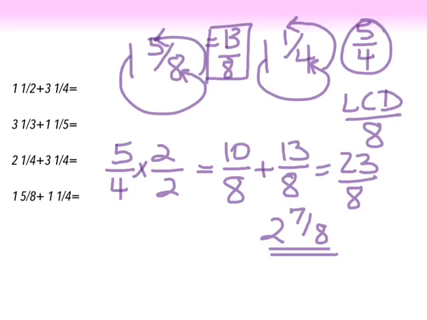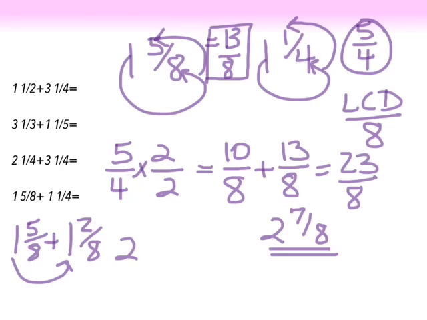I'm going to do it another way and see if my answer is correct. I've got 1 5/8 plus 1 2/8. 1 plus 1 is 2. 5/8 plus 2/8 is 7/8. Yay! I got it right.